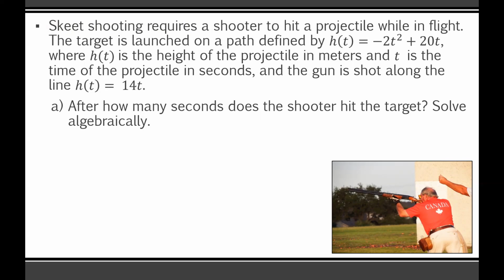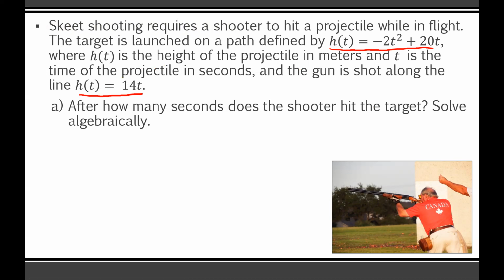And the gun is shot along the line h of t equals 14t. So I guess that means that's the path of the bullet. It's kind of weird saying it's the gun is shot. That'd be the path of the bullet, right? The projectile is this guy, and then the bullet follows a linear line of this. All right, so after how many seconds does the shooter hit the target?